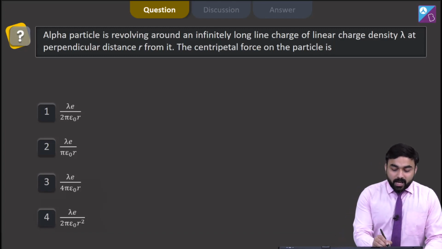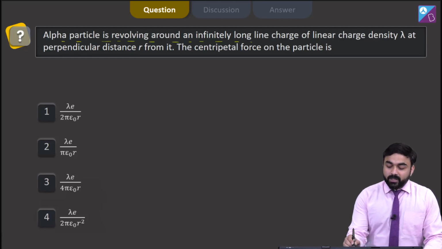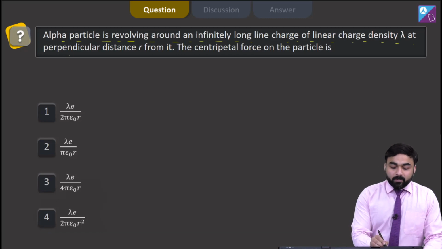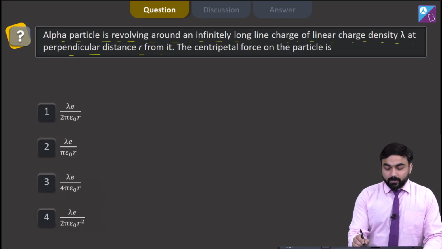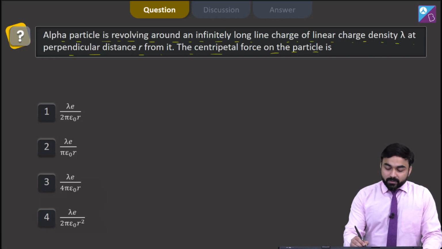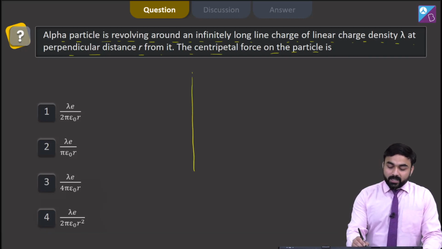In this question, an alpha particle is revolving around an infinitely long line charge of linear charge density lambda at perpendicular distance r from it. The centripetal force on the particle is... So we have an infinitely long line charge having charge density lambda.